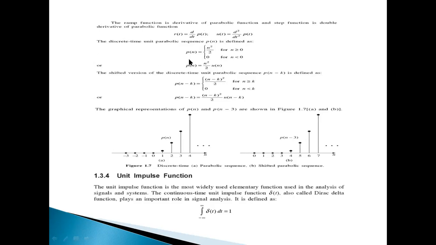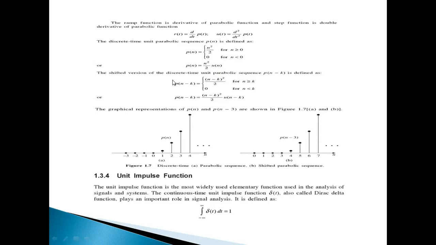In the discrete time function, t is the variable in the continuous case. Here n is the variable in the discrete function. The p of n is equal to n square by 2 for n greater than or equal to 0, and 0 for n less than 0. So p of n is equal to n square by 2 mu of n.